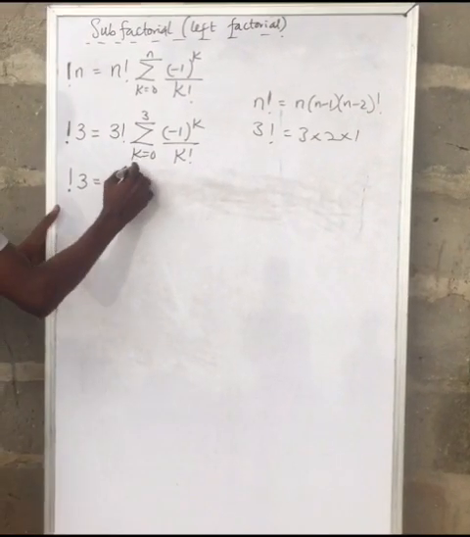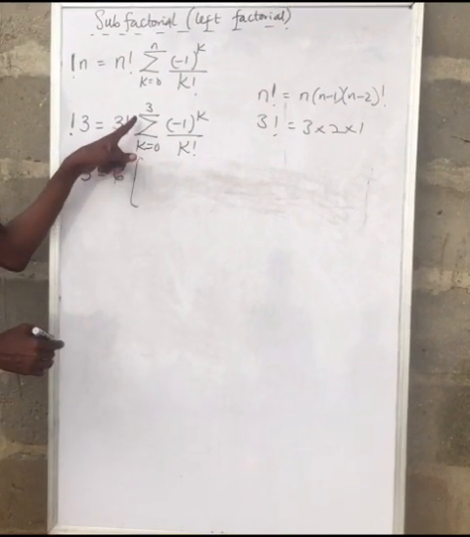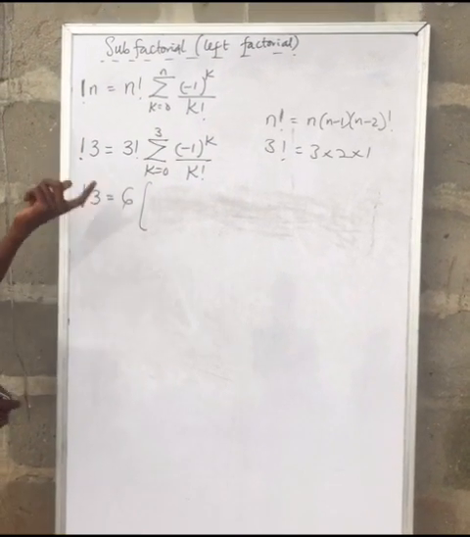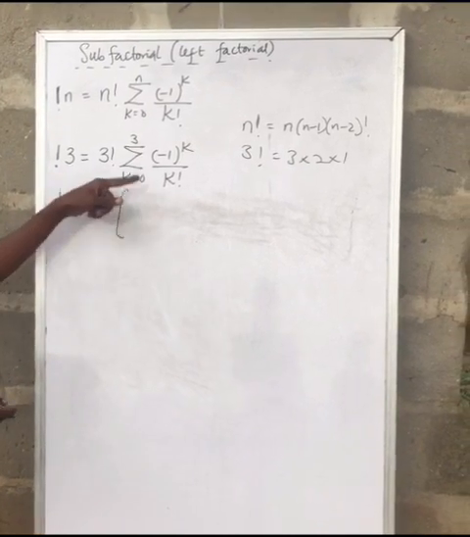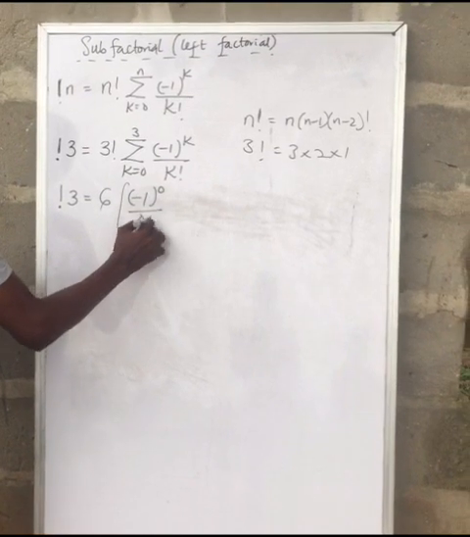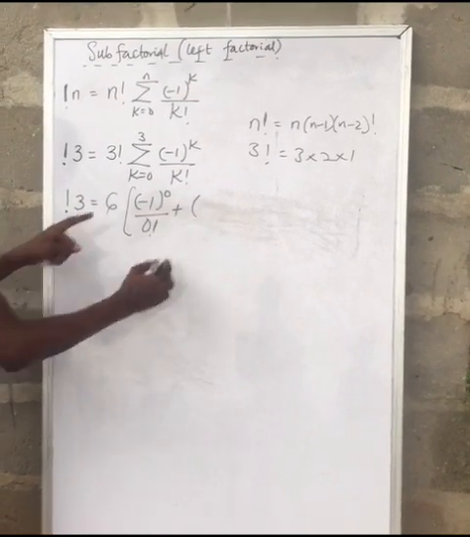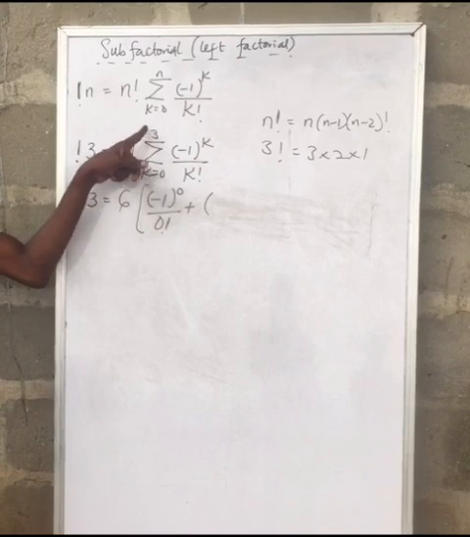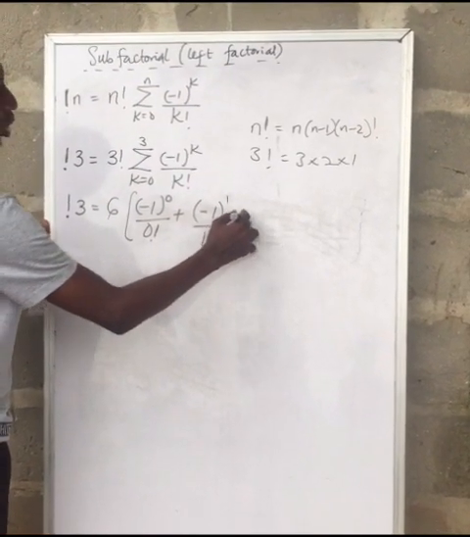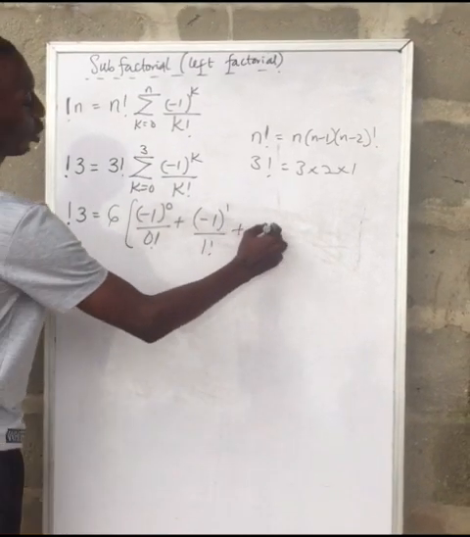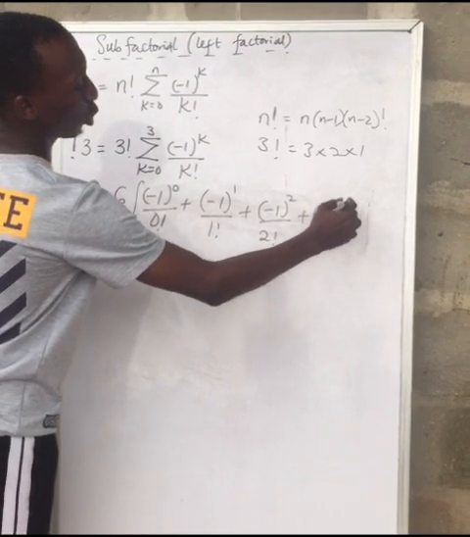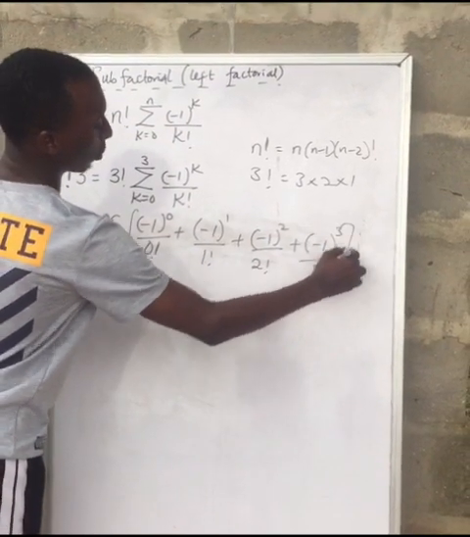So from here, we are going to take summation of k from 0 to 3. From the concept of summation, that is addition. So when k is 0, we have (-1)^0 over 0 factorial. Plus, when k is 1, we have (-1)^1 over 1 factorial. Plus, when k is 2, we have (-1)^2 over 2 factorial. And when k is 3, (-1)^3 over 3 factorial.